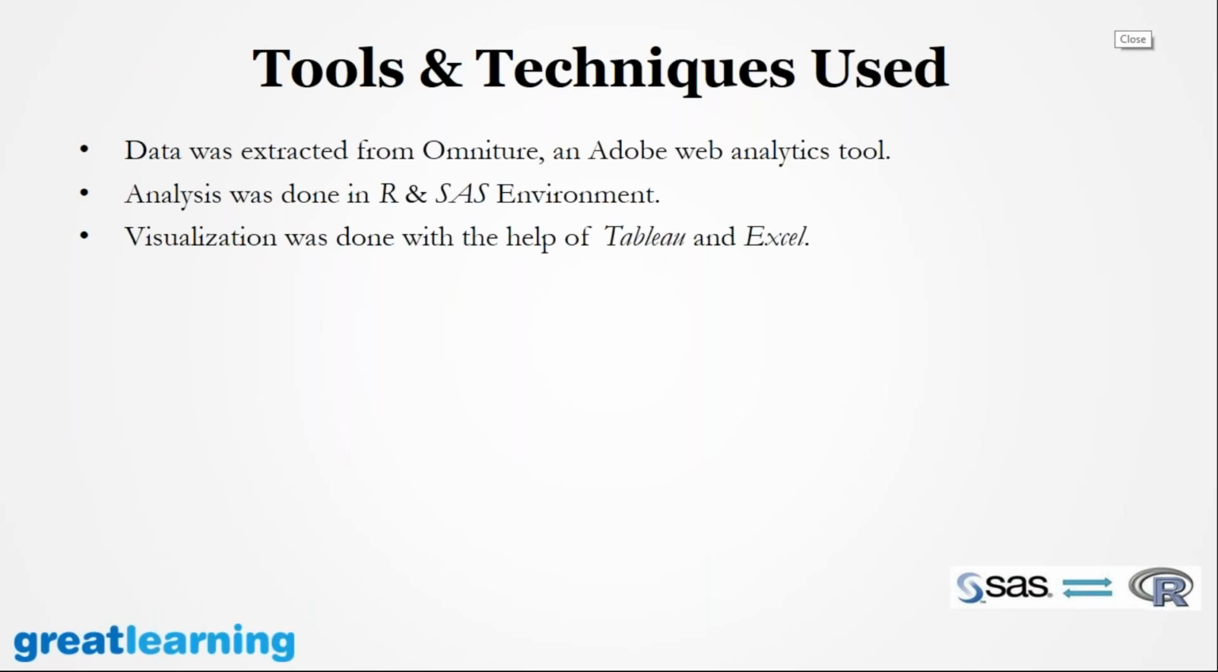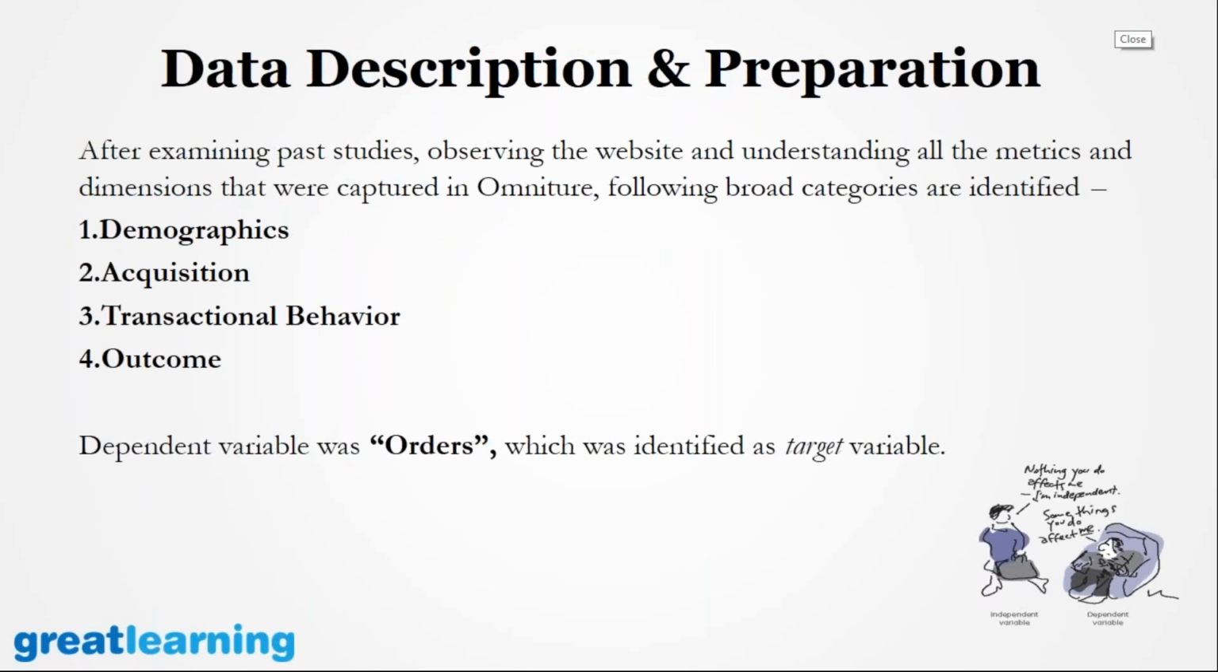Omniture is a web analytics tool from Adobe. Analysis was done in R and SAS environment. Visualization was done with the help of Tableau and Excel for this particular study. The data description and preparation.